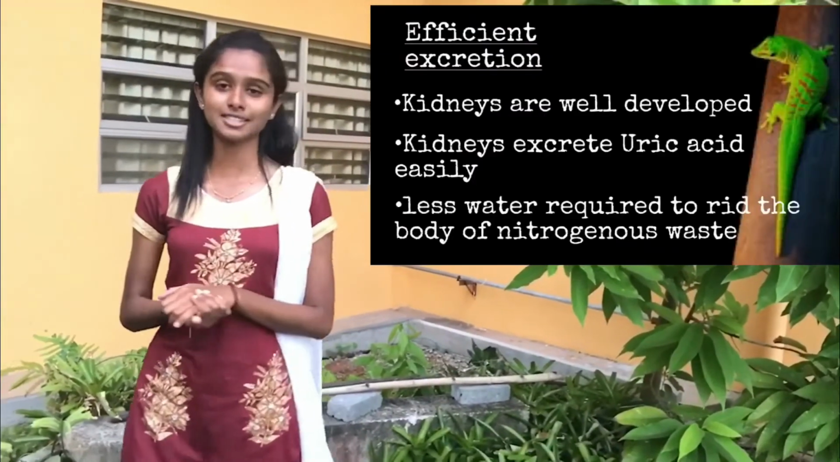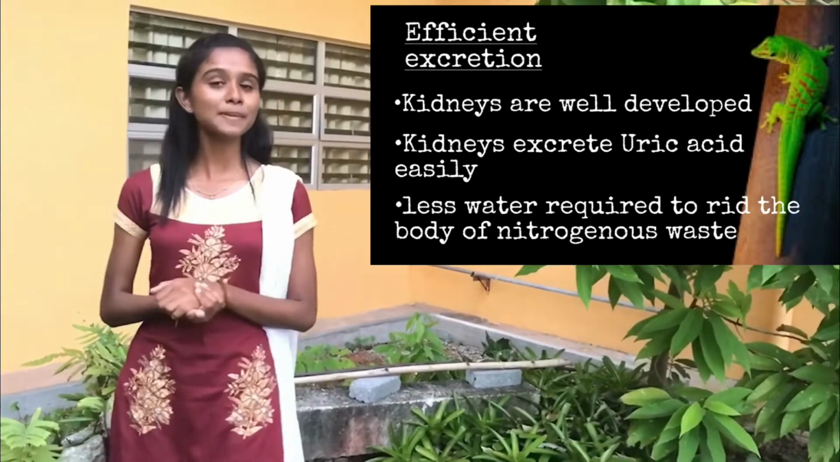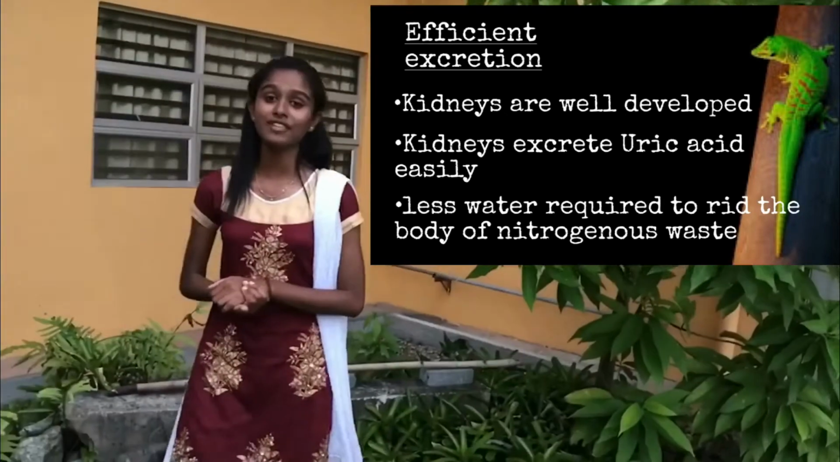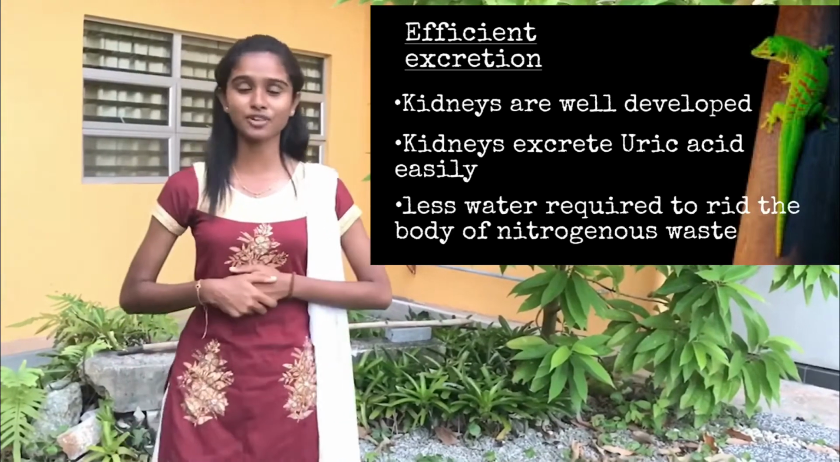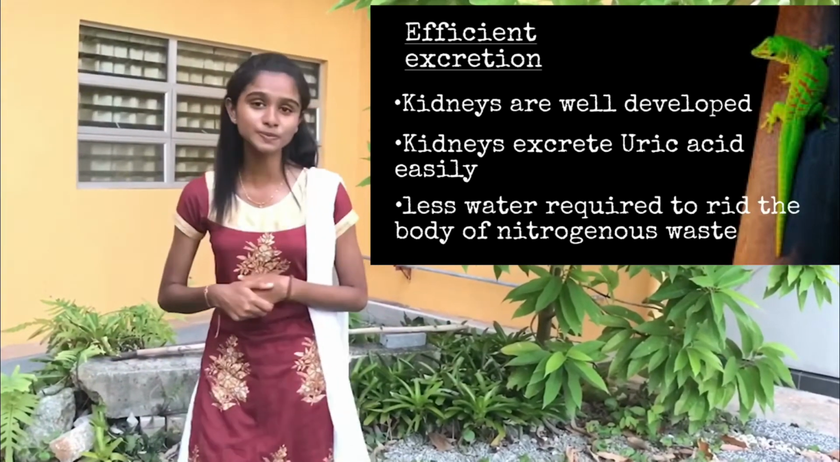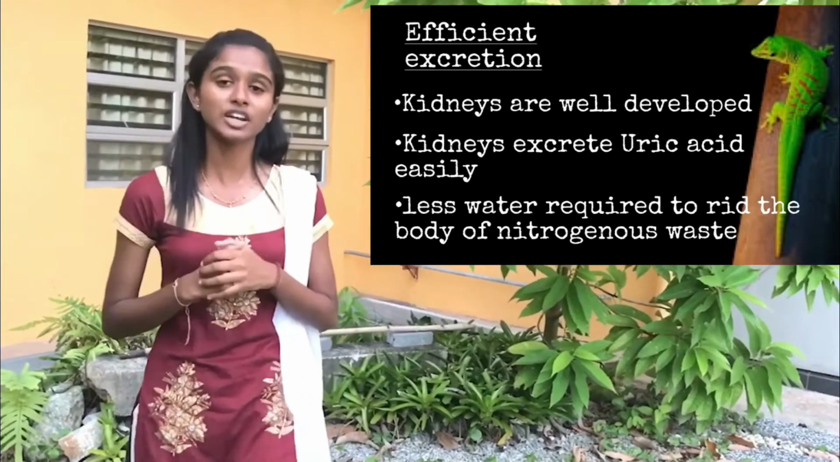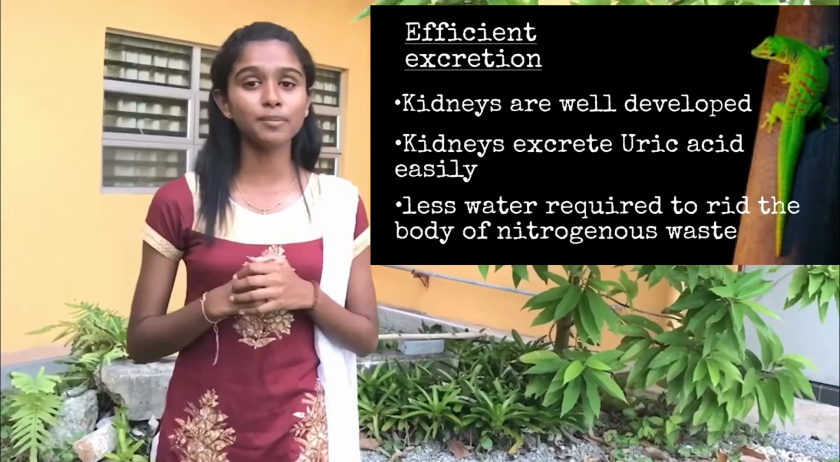Now let's focus on the fifth characteristic, which is efficient excretion. In reptiles, the kidneys are well developed. So it's very easy for reptiles to excrete uric acid, and this leads to less water being required to rid the body of nitrogenous waste.